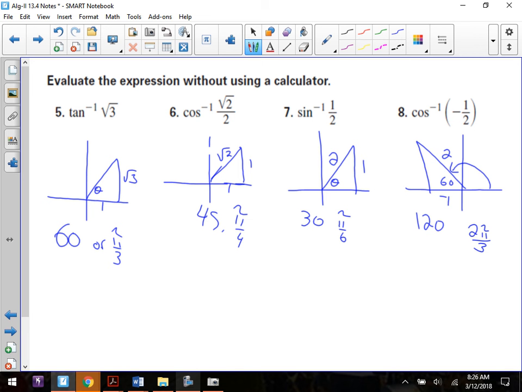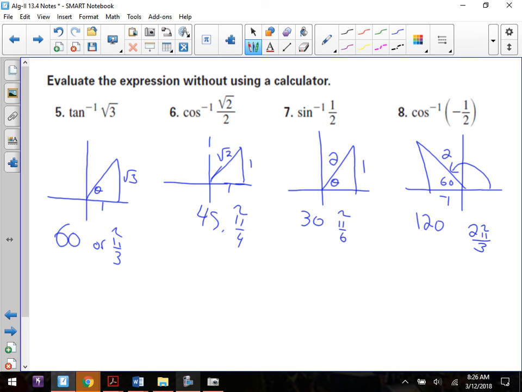When cosines go negative, that means it's going to be an obtuse angle. Anytime you're trying to find an angle that has a cosine that's negative, your angle is going to be obtuse because it goes to the second quadrant. Sines and tangents will not have any obtuse angles. They're just going to have negative angles. Okay.